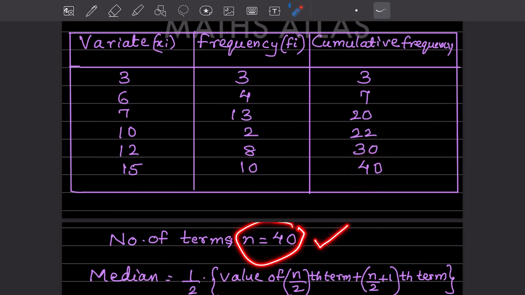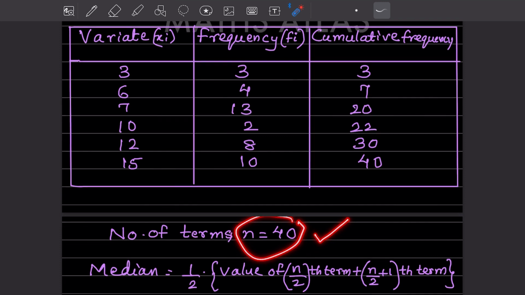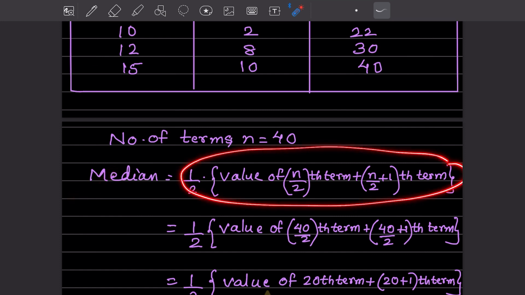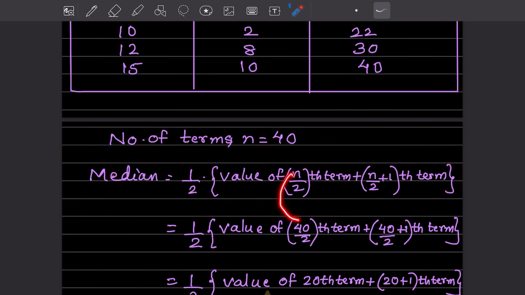Now can you see here? Previously, it was an odd number. This is an even number. So for an even number, the formula changes. So this is the formula for that one, and of course, you have to write it in your notes. So n is 40. In place of this n, you are going to write 40. Rest all is the same.